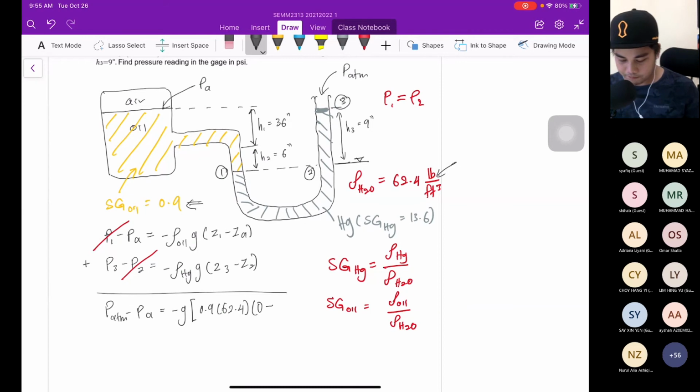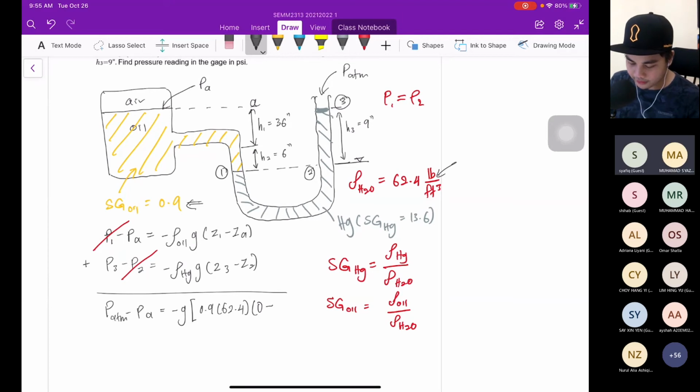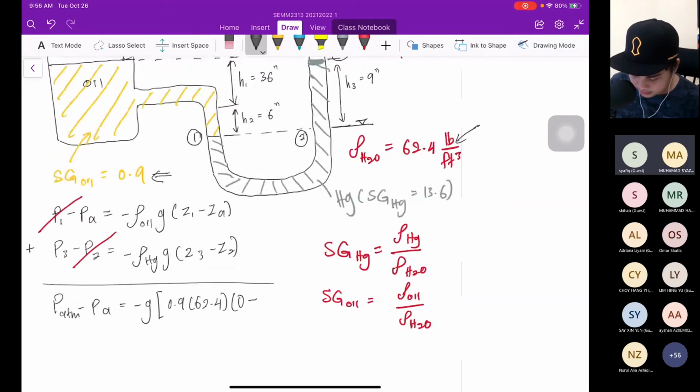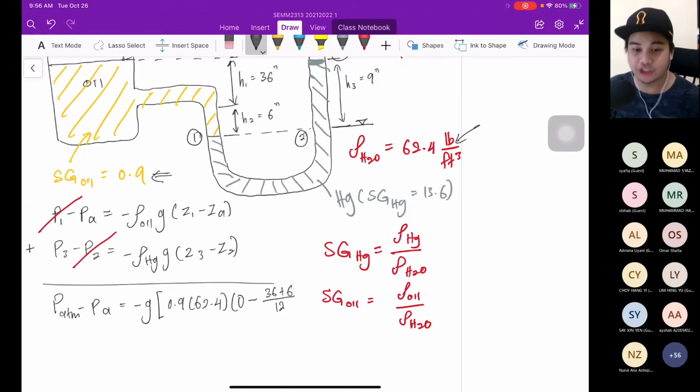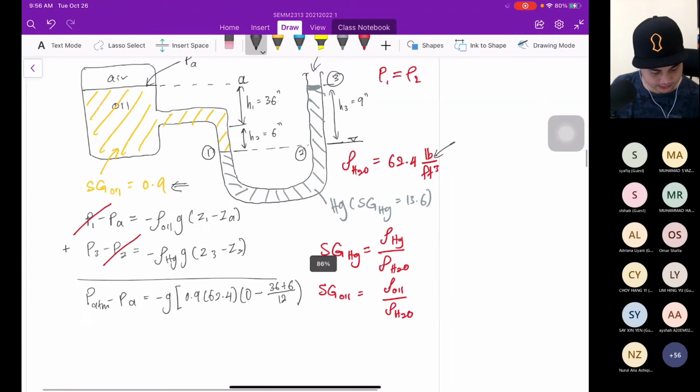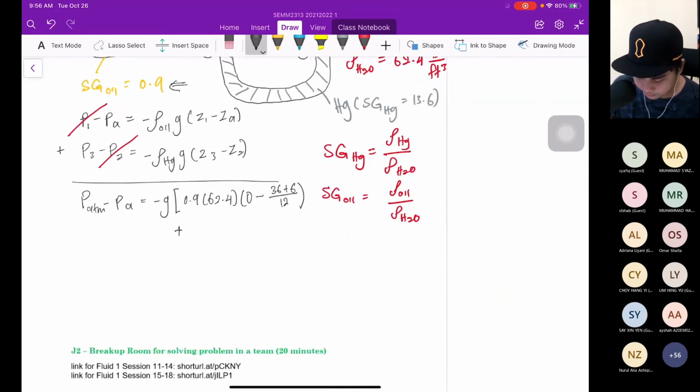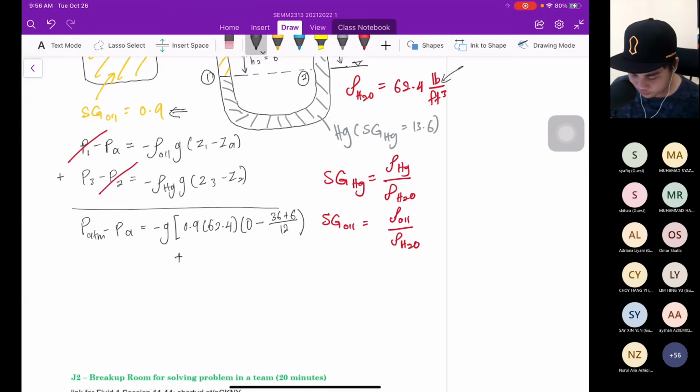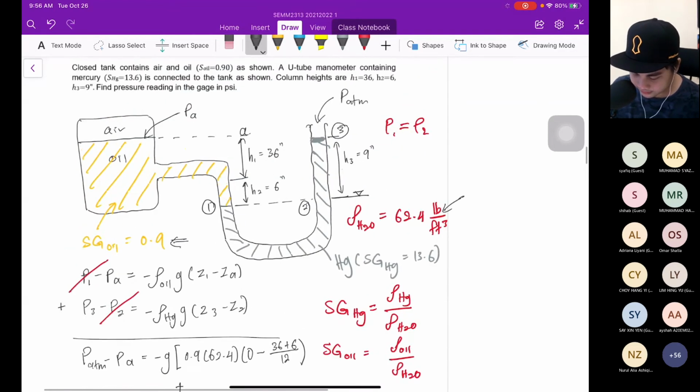What is the value of ZA? Here, at point A. What is the value of A? 42 inch. Okay, perfect. 36 plus 6, divided by 12 inch. Because the standard imperial unit is foot, not inch, right? So you must divide by 12 inch, referring to 1 foot. Okay, and then you need to add. Continue plus specific gravity of mercury, which is 13.6. It is given, this one.